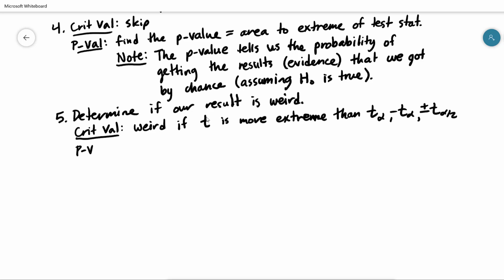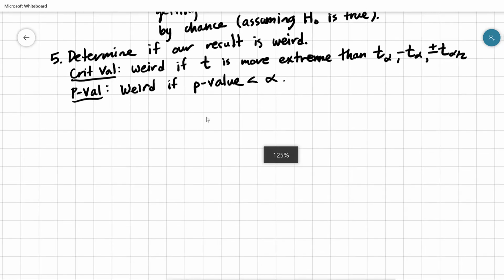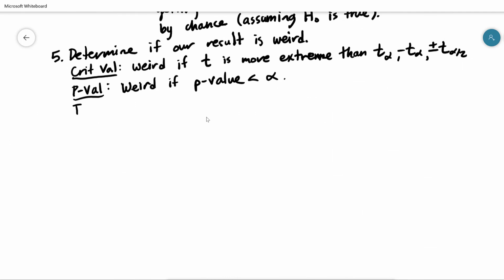And in the p-value method, our result is weird if the p-value, which is again the probability of getting the results that we got, is less than the cutoff of what we consider weird, which is alpha. And if our result's weird, we're going to say we must have made a bad assumption. Let's reject the assumption we made. Let's reject the null hypothesis. And step 6, state our conclusions, again in plain English.